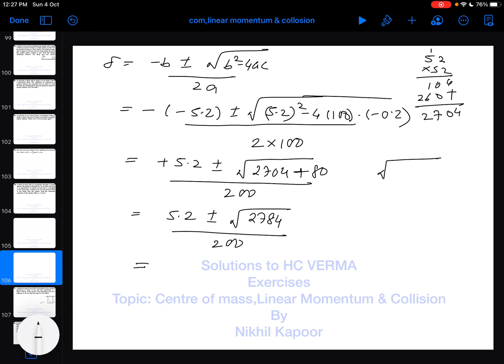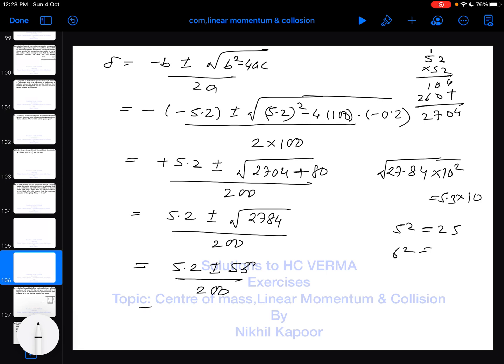So I will solve this roughly here. Let's make it 27.84 into 10 to the power 2. So the root of 10 to the power 2 would be equal to 10, while 27.84 is nearer to, the square of 5 is 25 and 6 is 36, so this is nearer to 25, that is 28 it is. So I will make it 5 point something, so the square will be 5.3, so I'll make it 53. So 5.2 plus or minus 5.3, sorry, 53 upon 200. So negative is not possible, so I'll make it positive.